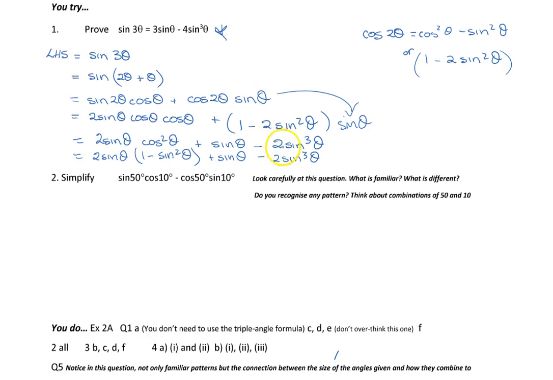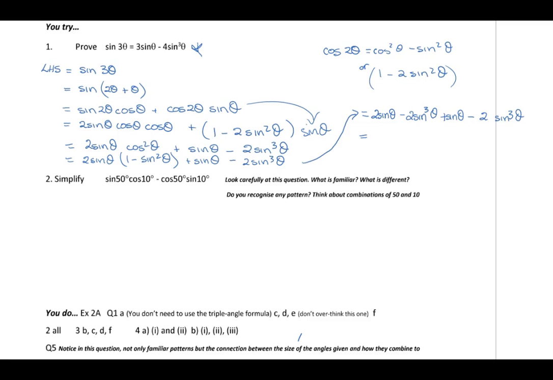At this stage, I think I need to do something more here to get some more sine squareds and ultimately sine cubes. So all I've done is I've kept the 2 sine theta and I've replaced cos theta with 1 minus sine squared. I've got a sine theta sitting there and I've got my minus 2 sine cubed. And that works really nicely.